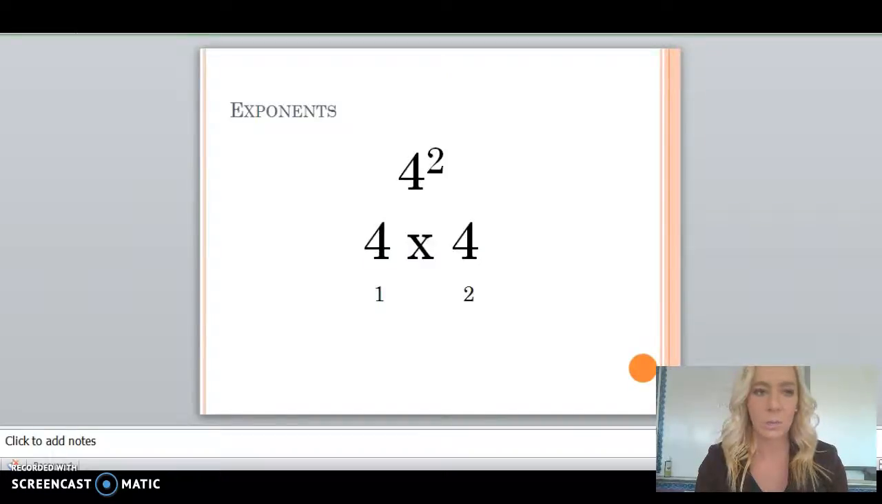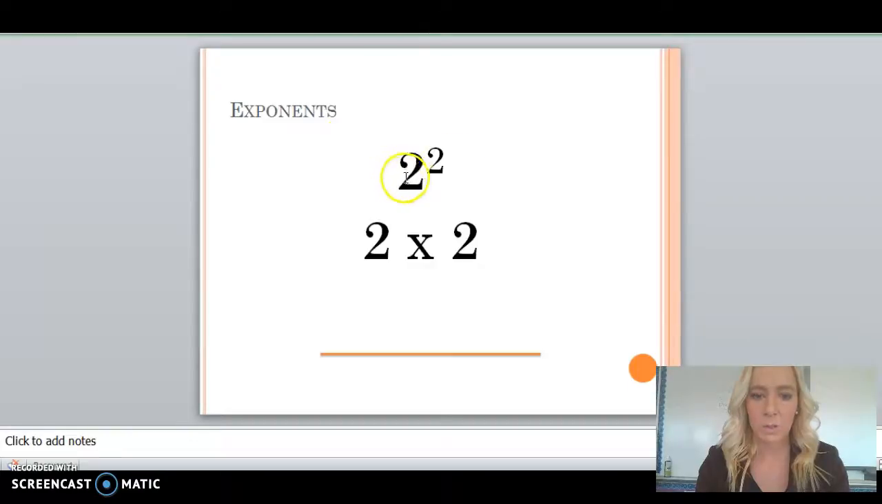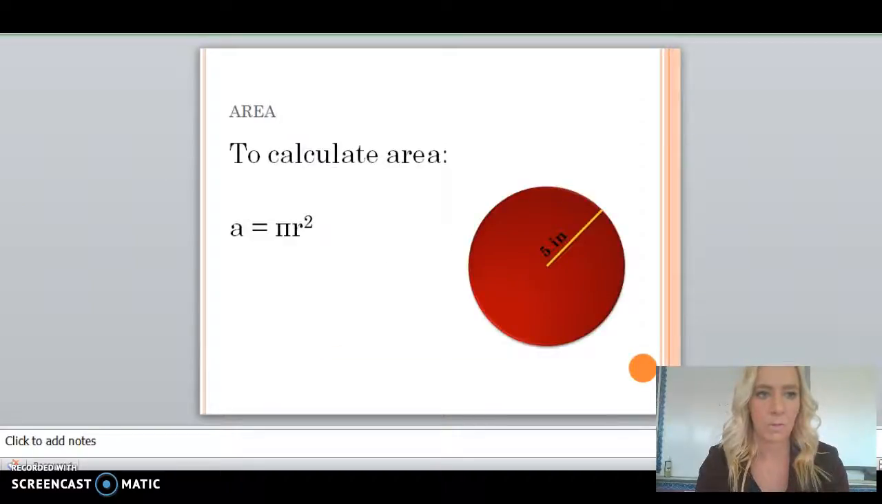We're going to first start off quickly reviewing what exponents are. So an exponent is multiplying the base by itself that many times. So 4 squared is multiplying 4 by itself twice. 5 squared is multiplying 5 by itself twice, and so on and so forth. So for example, 2 squared is 2 times 2, which is 4. 6 squared is 6 times 6, which is 36. This is important in calculating the area of a circle.